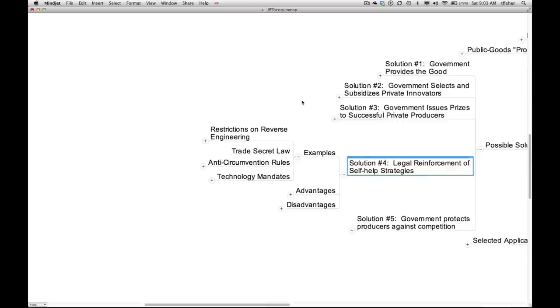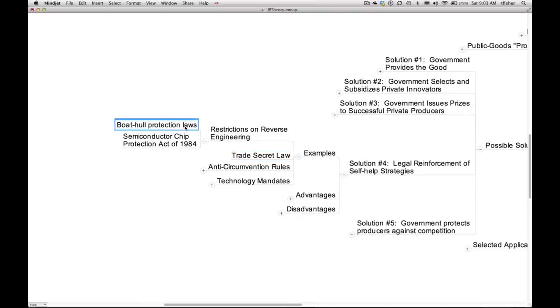So governments can come to the innovator's aid, not by paying them money, but by establishing and enforcing penalties for evading the innovator's private self-help strategies. That's basically what trade secret laws do. It's also the essence of the Boat Hull Protection Act in the United States, which forbids certain ways of reverse engineering the design of recreational boats.